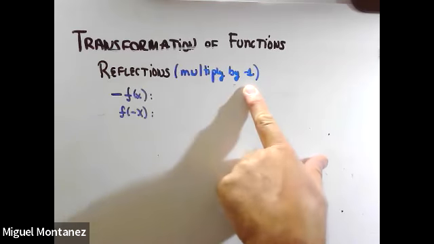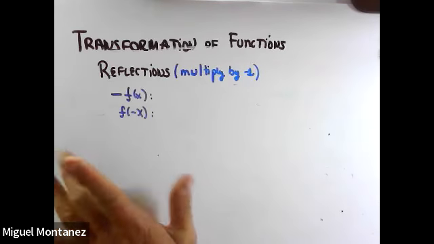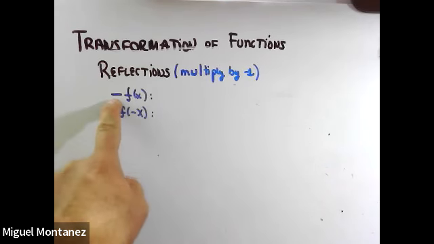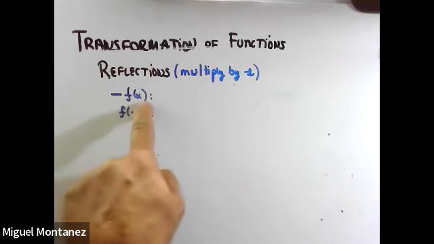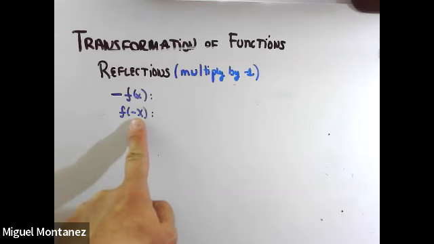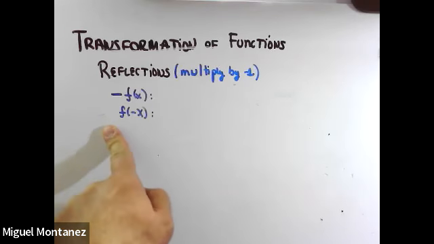Now let's talk about reflections. Reflection: if you multiply by -1, we are going to flip the graph. You're going to reflect the graph. We have two choices. We either multiply by -1, this is what this negative means, after we execute the function, or I multiply by -1 to the X, and then I do the function.